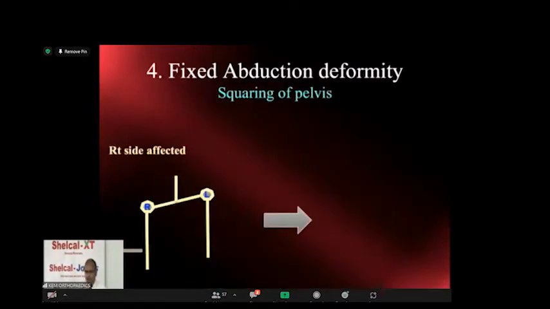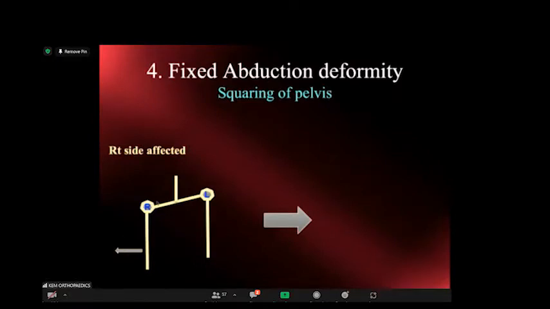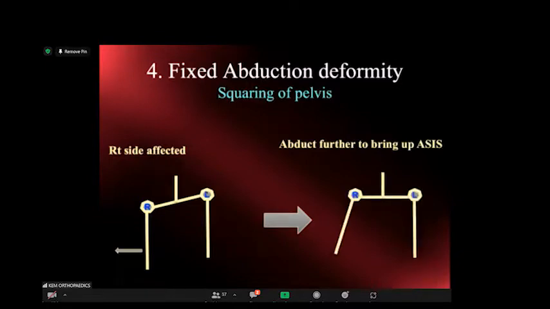Similarly, for fixed abduction deformity, the anterosuperior iliac spine remains lower compared to the opposite side. So you have to abduct further in order to bring both anterosuperior iliac spines to the same level. You may do more also, because further abduction may be possible. After abducting, when you see that both spines are at the same level, you try to adduct a little. When you see that by adduction the pelvis starts moving, that is the amount of abduction deformity. Correct? You are clear about this? Same as flexion deformity, abduction, adduction deformity.